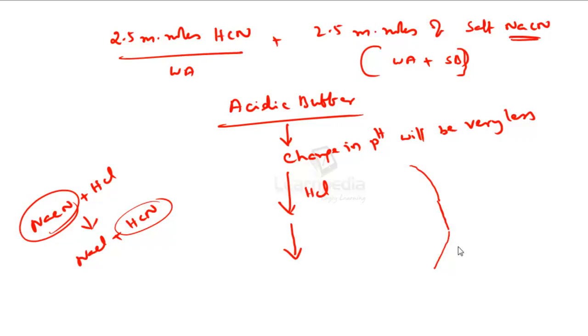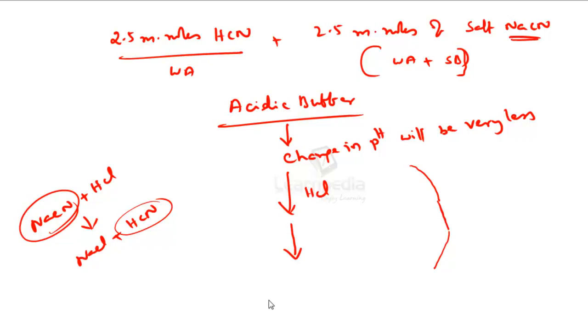So during the entire titration, there should be a decrease. Only thing is, in the beginning, relatively more decrease will be there in pH. At the stage of buffer formation, less decrease in pH will be there. Again, a small decrease will be there.